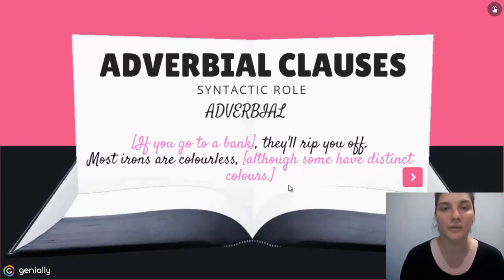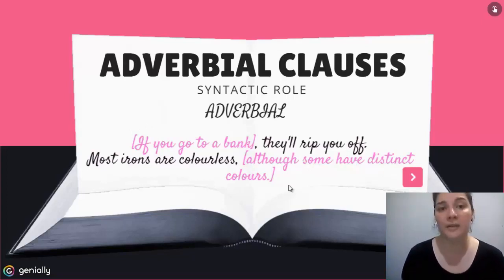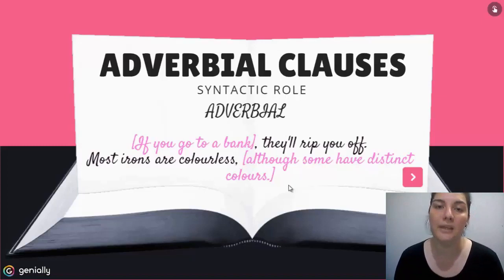show contrast or concession. Generally, adverbial clauses can be placed at the beginning, in the middle, or in the end of clauses, and they use a wide range of subordinators. In this unit, we're going to see an overall view of adverbials, but we'll see them in detail in Unit 11.